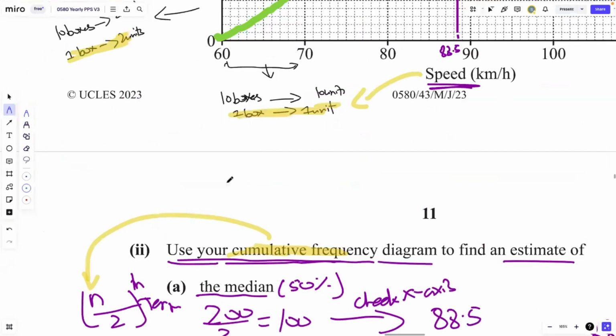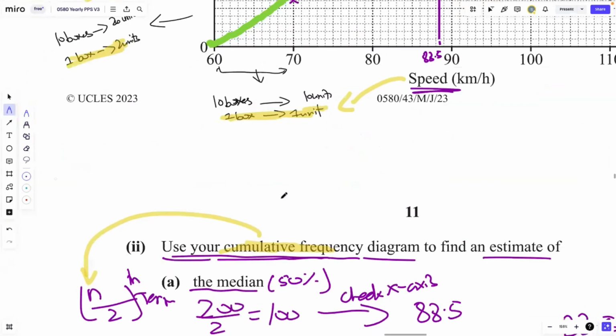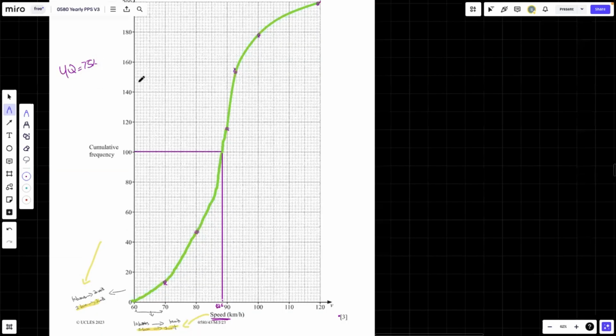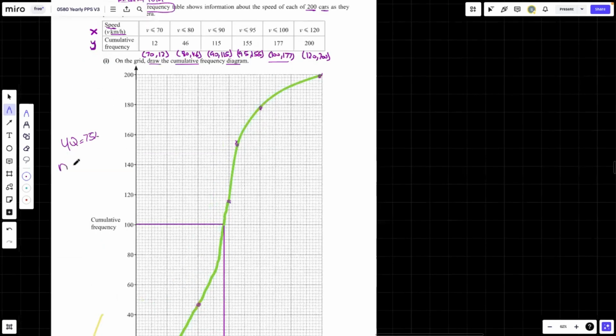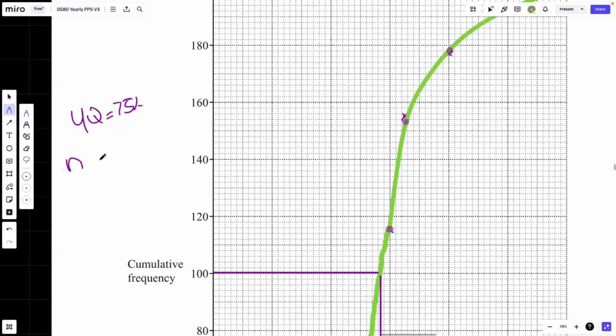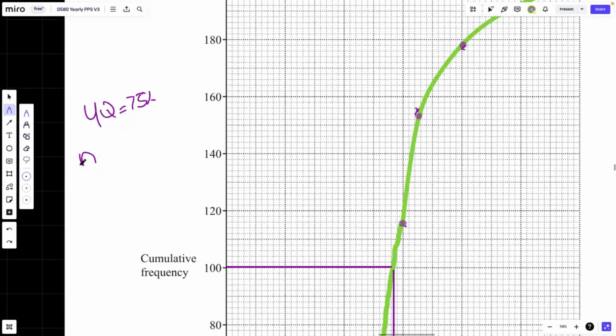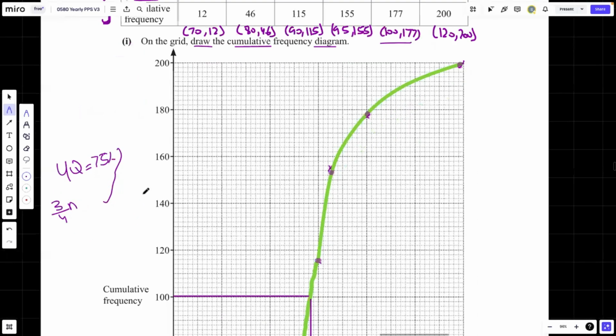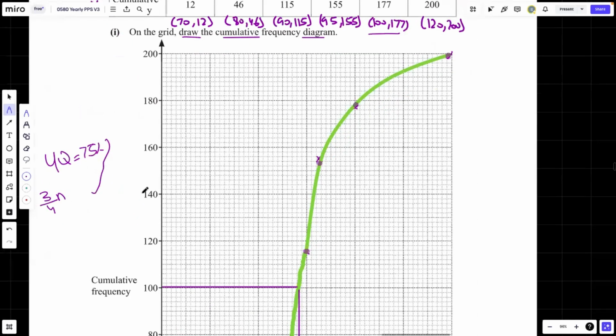75% of your data. So, upper quartile is 75%. So either you can take 75% of 200, or you can use the formula method, which is n over 4, which is the same thing, or actually 3 over 4. 3 over 4 is 75% of 200, which is the same thing. So either way, you're going to get 150. 3/4 of 200 is going to be 150. And at 150, we'll make a line.